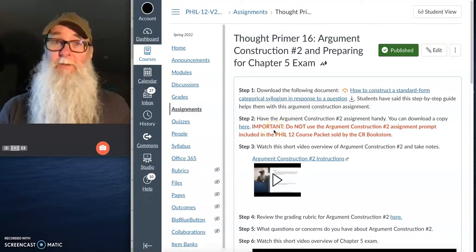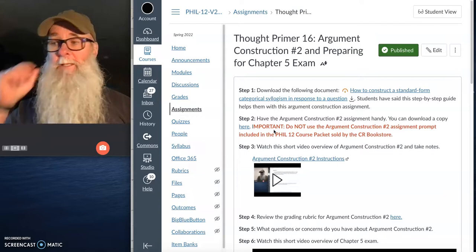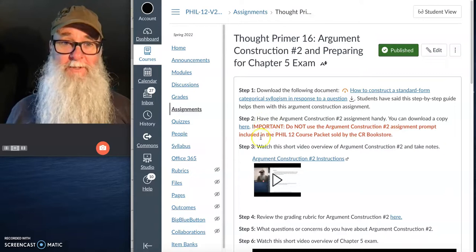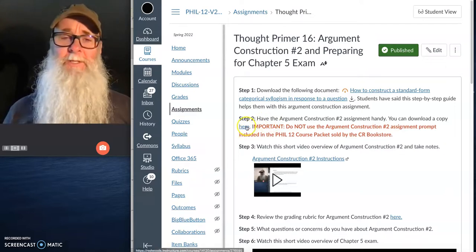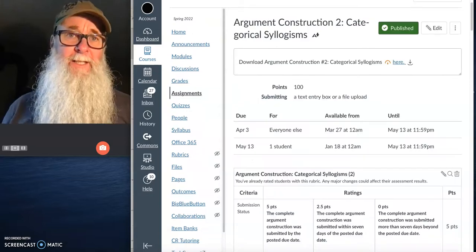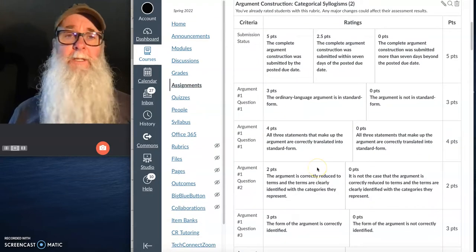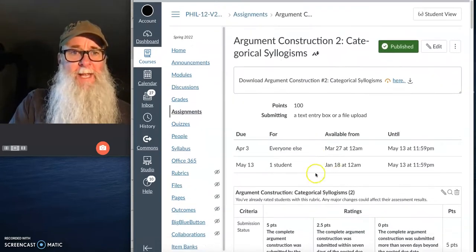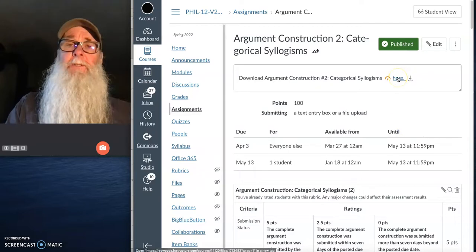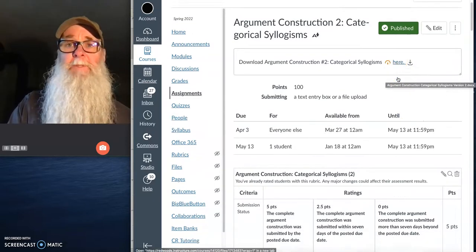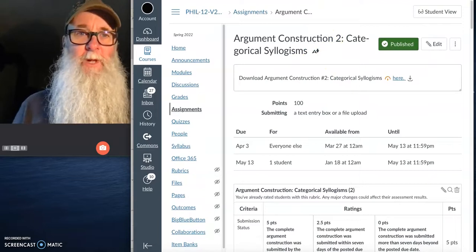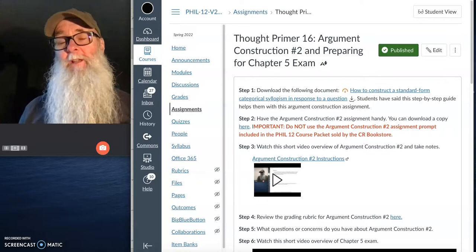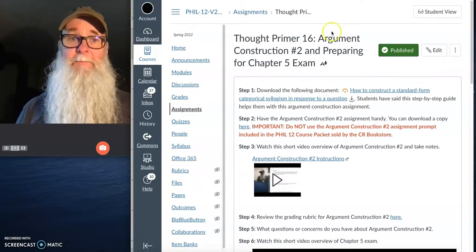The other thing that's really critical right now is that you go in and download your own copy of the argument construction number 2 prompt. Ideally, you'd print it out for yourself. You can do that in step 2 by clicking this link, and it's going to take you to the page that has the scoring guide where you can see what you're getting points for and how many points you're getting for each part of this assignment. And up here at the top of the page, there's a link to the argument construction number 2 assignment prompt itself. You want to make sure that you have that while you watch this video so that you can take notes of things that I say so that you don't forget these things as you're working on the assignment.